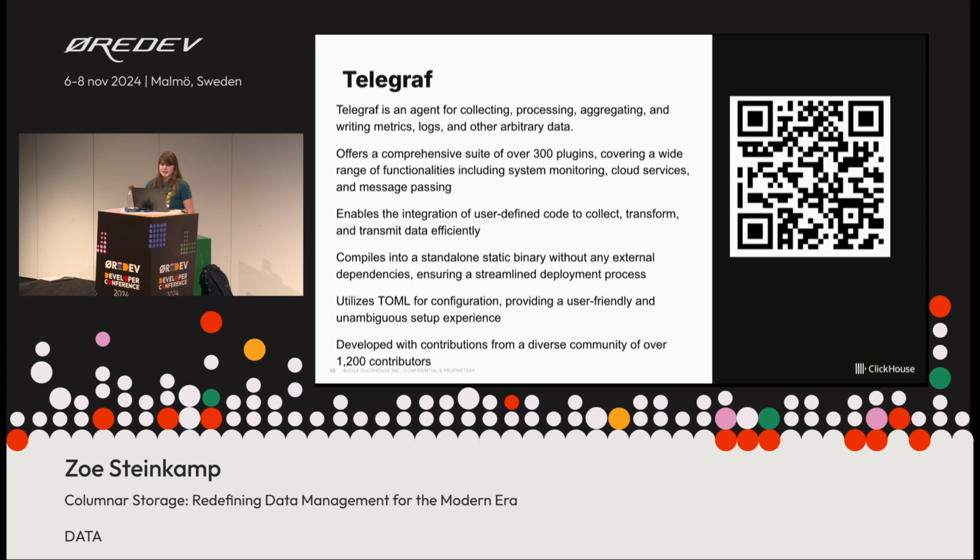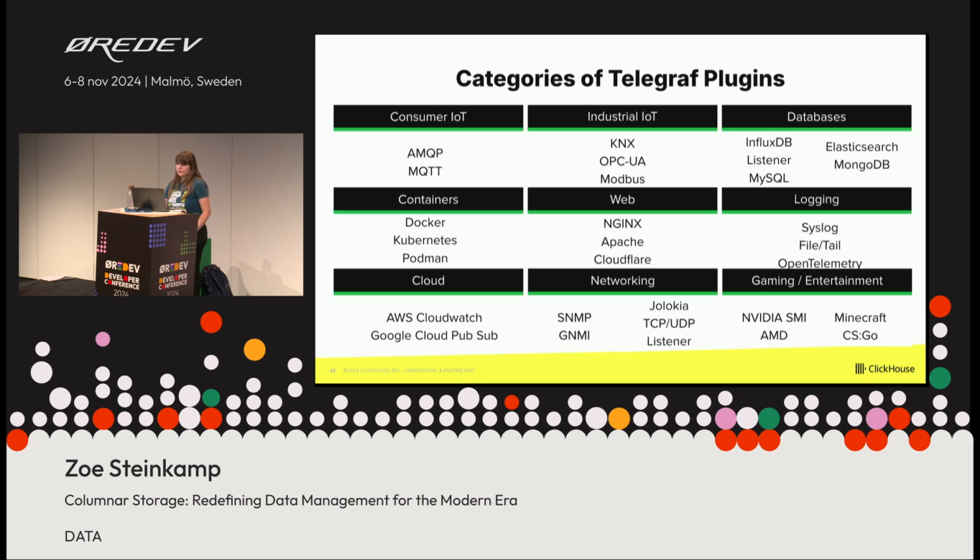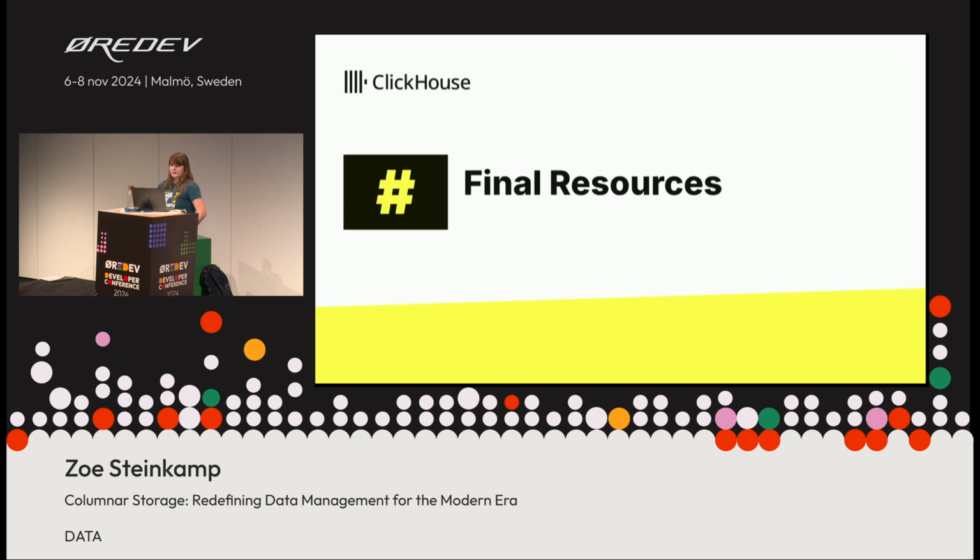The other one I wanted to mention is Telegraf, which is an agent for collecting, processing, aggregating, and writing logs, metrics, and other arbitrary data, which is really common for analytical data. For example, these are some of the categories of Telegraf plugins. Telegraf is amazing for collecting data off of any of these kinds of sources, and that's why it's so popular. It's fully open source, and it has about 400 of these plugins, so you can definitely take advantage of that if you're dealing with analytical data.